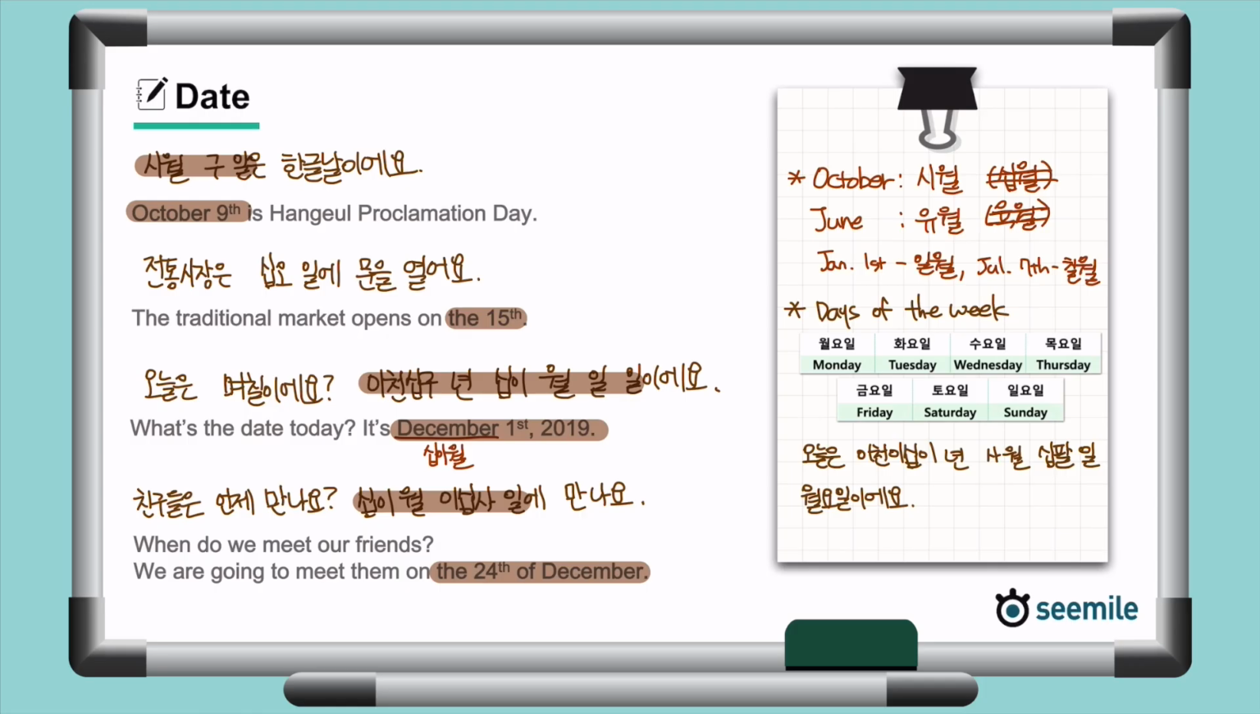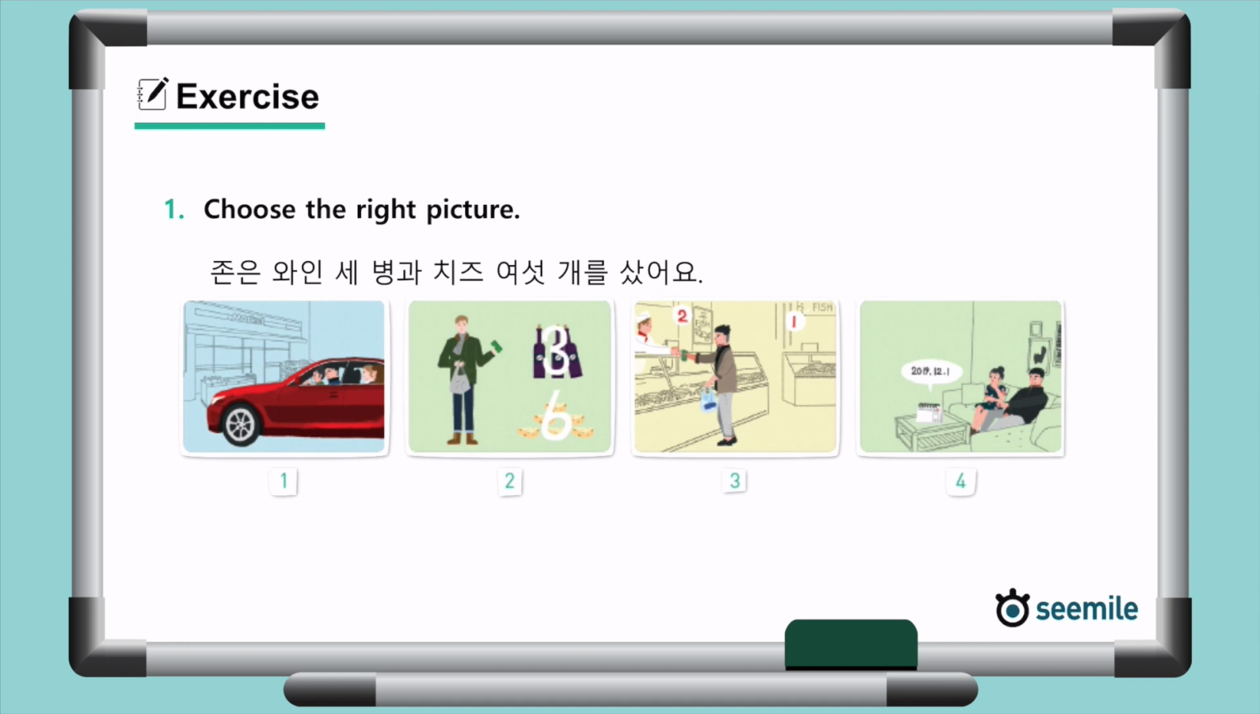Now let's go to page 285 and solve the questions there as a review. Number 1, choose the right picture. 존은 와인 3병과 치즈 6개를 샀어요. So the counter word for wine is 병, and for the cheese, 개. 와인 3병, 3 bottles of wine. 치즈 6개, 6 chunks of cheese. So number 2 is the answer.